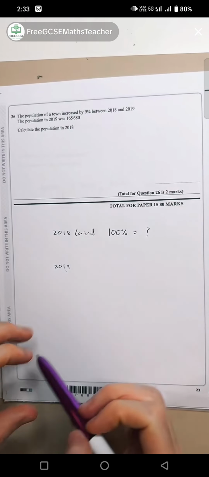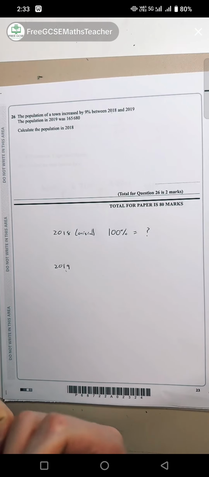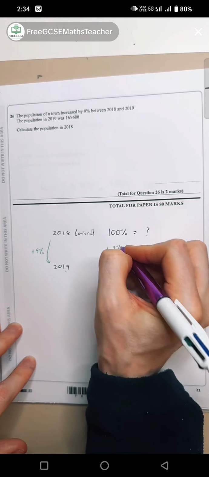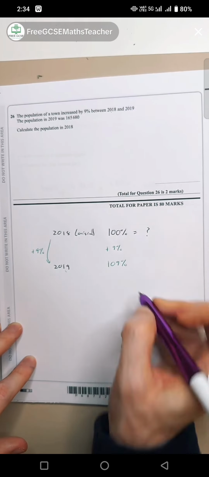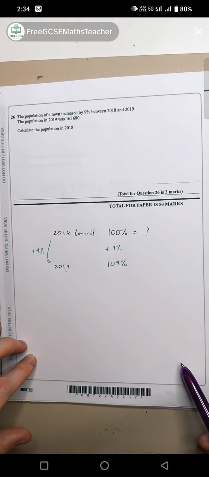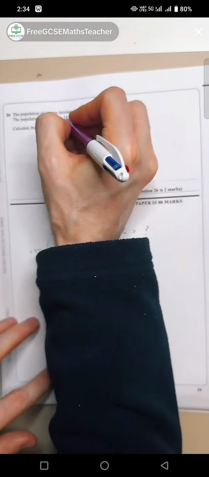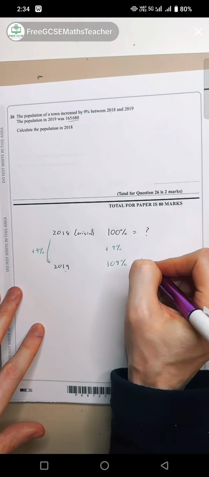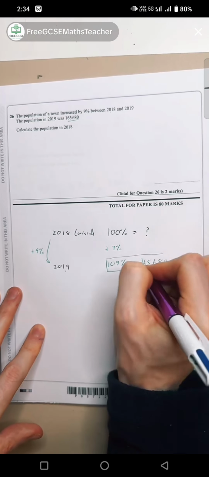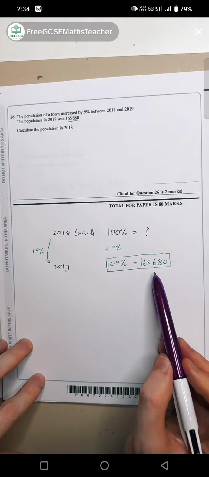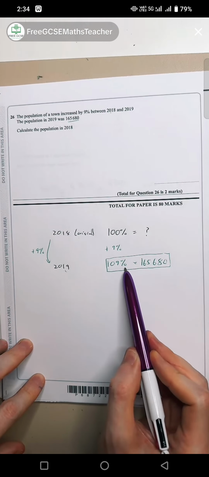What I do know is that between 18 and 19, it's increased by 9%. If it's increased by 9%, therefore we add on 9%. So 100 add 9% will give us 109%, because it's 109% of its original value. And we know the population in 2019, we're given it, is 165,680. As long as you have an equation, you can now solve it. So how do you solve that? Well, 109%, you could just divide 165,680 by 109% using the percent key.